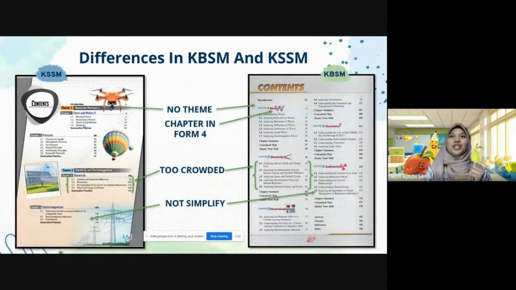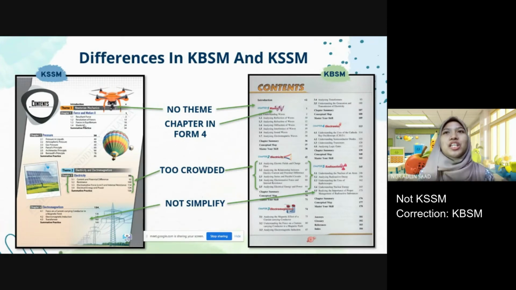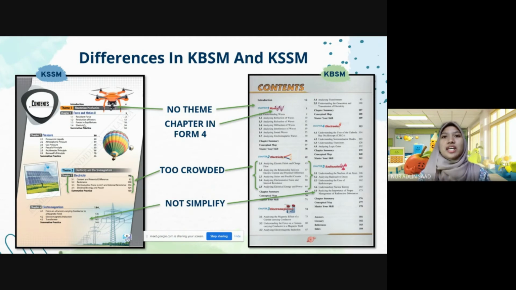So here we go. Now we are going to differentiate between KBSM and KSSM. I guess all of you can know there is no theme in KBSM, but there is specifically a theme for the KSSM. So we can see that the chapter arrangement is messy.